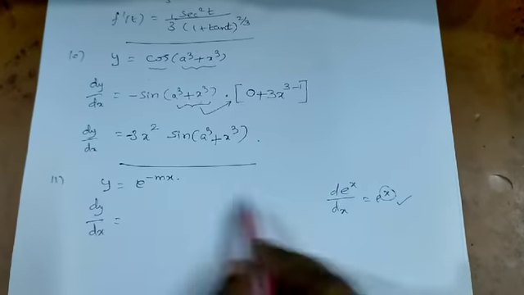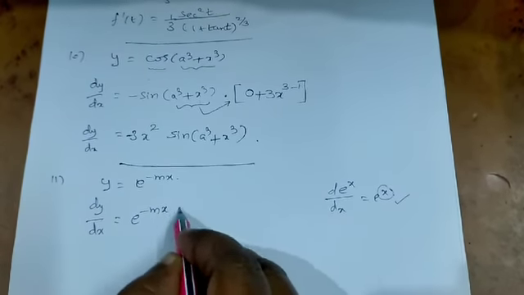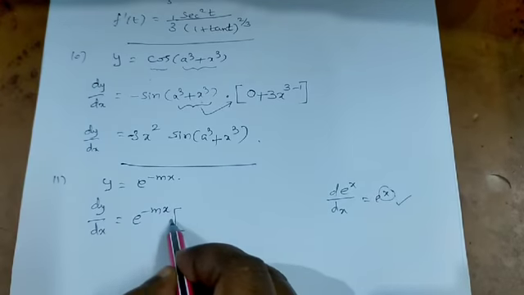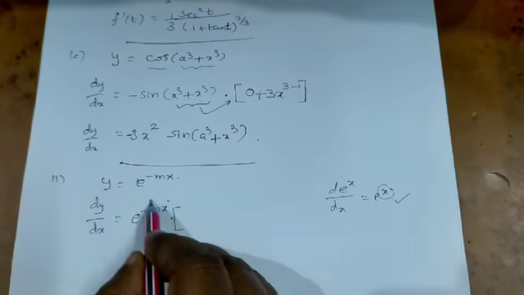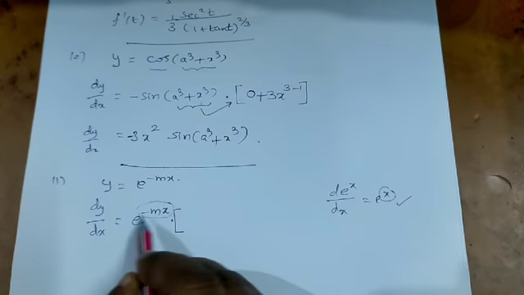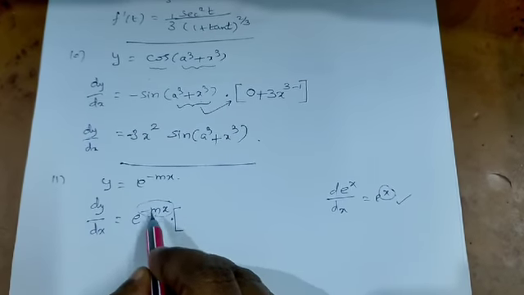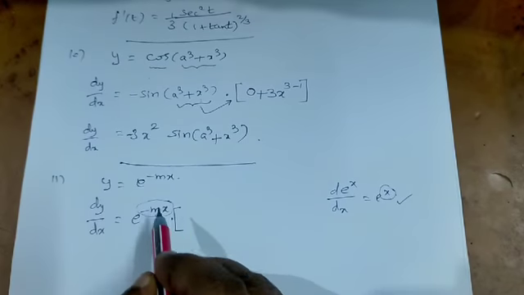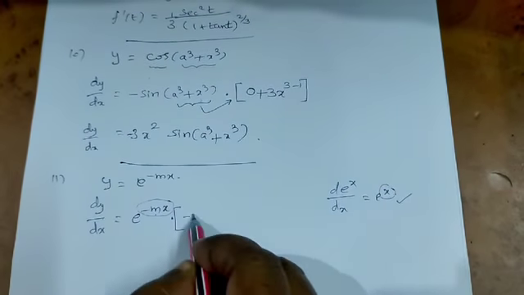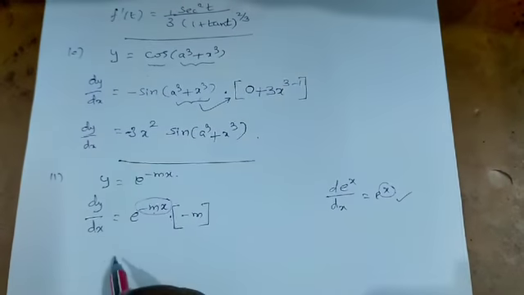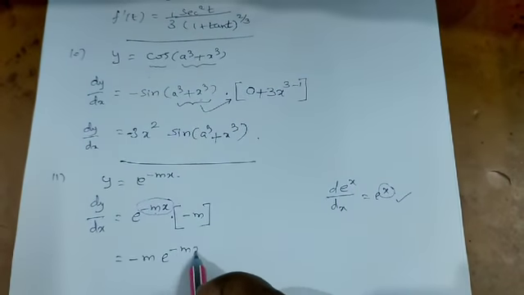Here, as per the formula, differentiation of minus mx, continue it by chain rule. If you continue by chain rule, this part will be differentiated. Minus kx, m is here, k. Differentiation of kx is k. Differentiation of minus kx is minus k. Differentiation of minus mx is minus m. And the answer is minus m into e power minus mx.